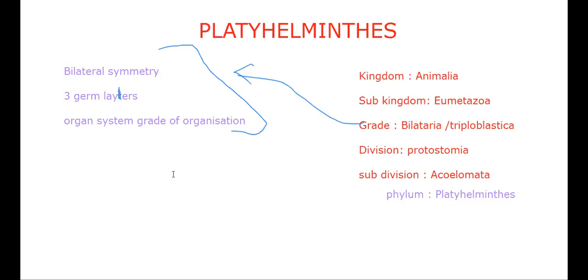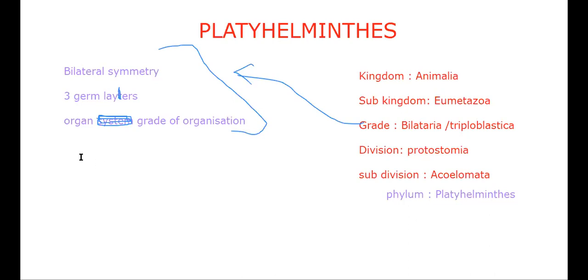The type of organization, organ system grade of organization. Here we have some controversy. According to the Kingdom Animalia series, we said organ system grade of organization. But when it was discussed in the structural organization chapter, they said organ grade of organization. Accordingly, we'll take the decision in the examination. If you find organ grade, choose it; if you don't find organ grade, you select organ system grade of organization.